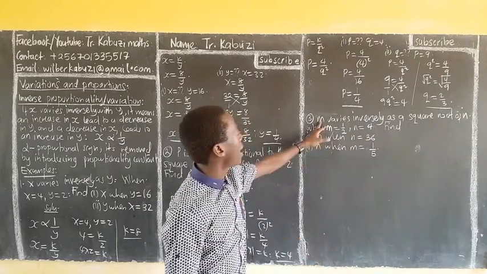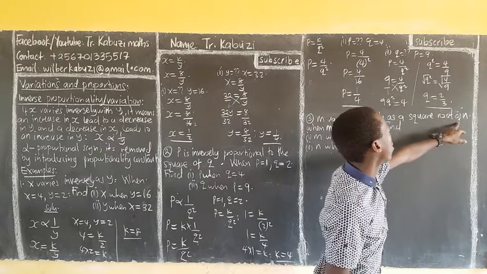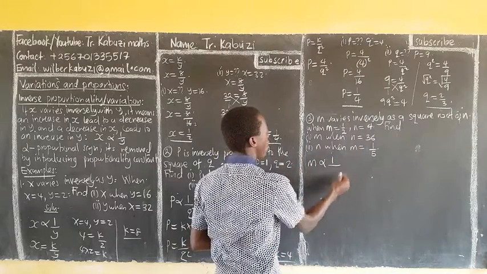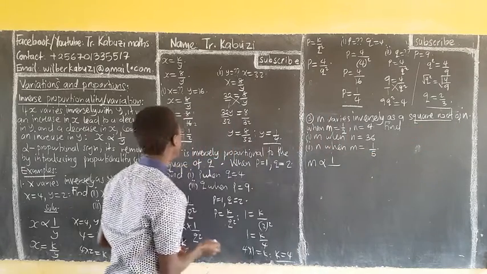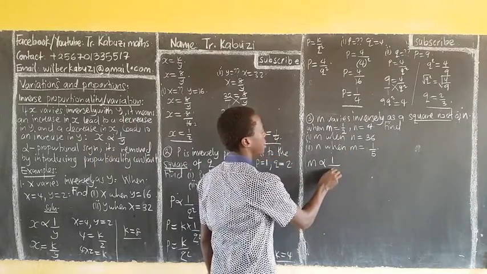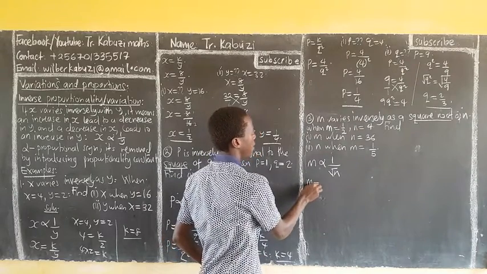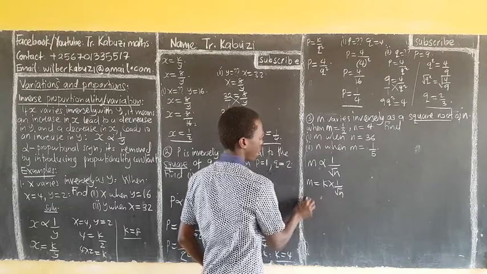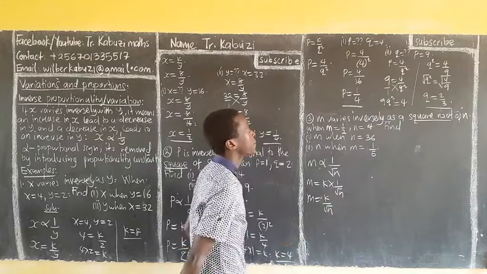Now this one, m varies inversely as the square root of n. To write that statement, m is inversely proportional, 1 over the square root. I think you see the difference. This one was just a square, and this is a square root. So the square root of n. To remove the proportionality sign, we introduce k, times 1 over root n. So our m here will be k over root n.